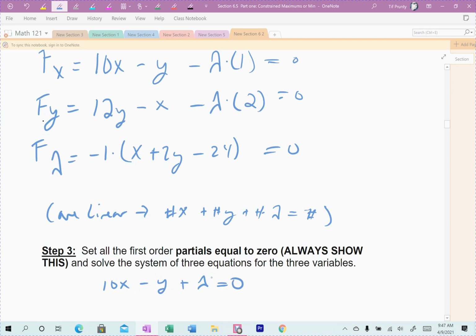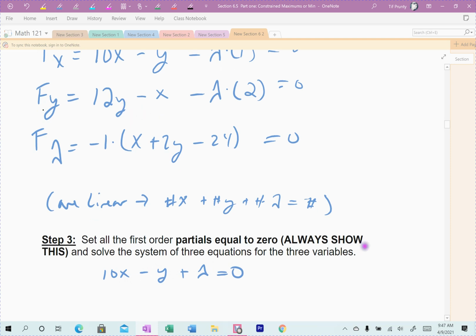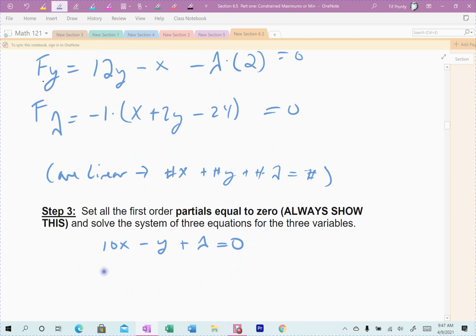My second one, I'm almost ready to go. I just have to make sure I write my x value first. So it's a negative x, because there's a negative in front of it. Then 12y plus 2 lambda also equals 0. There's no constant, so the constant in this case is 0.